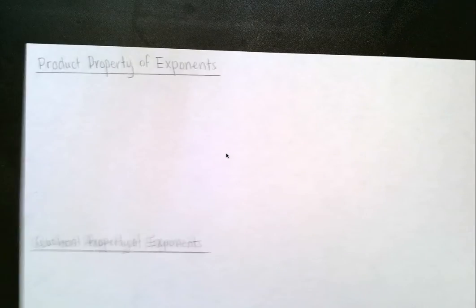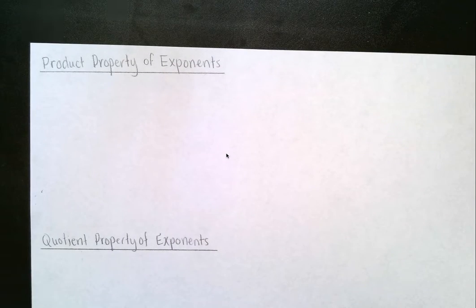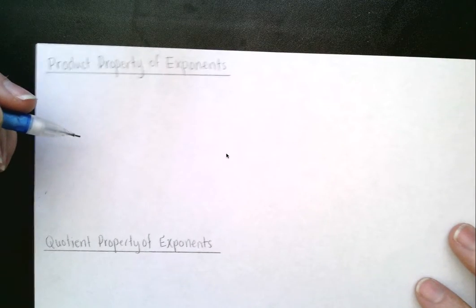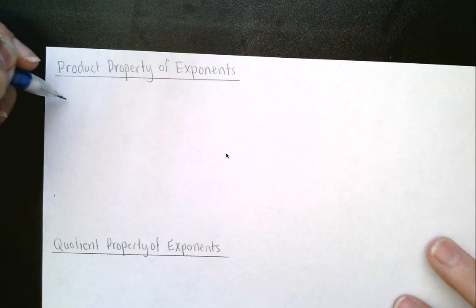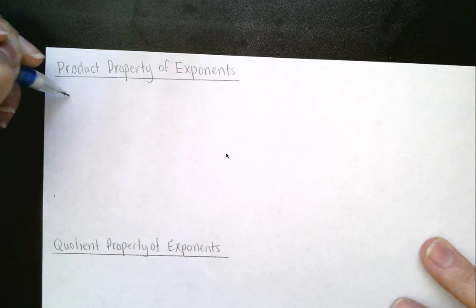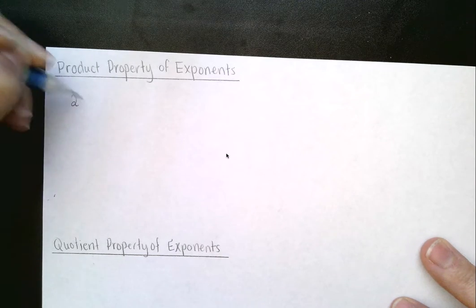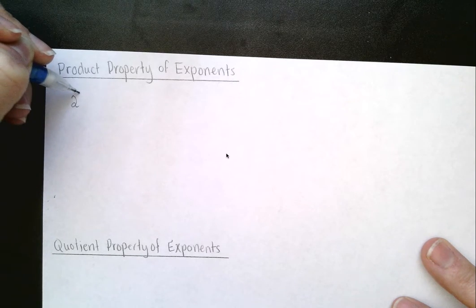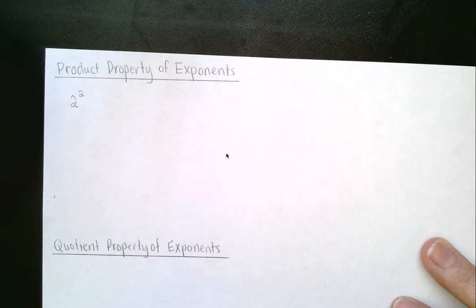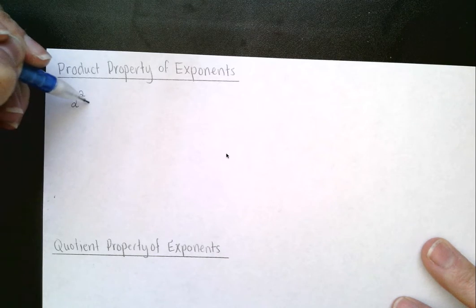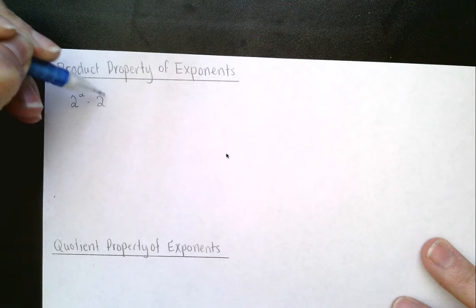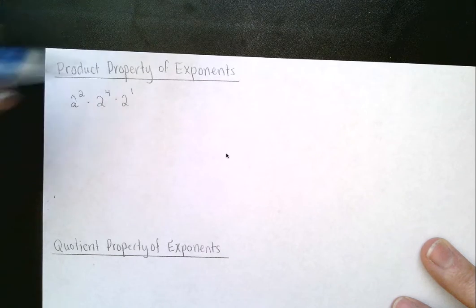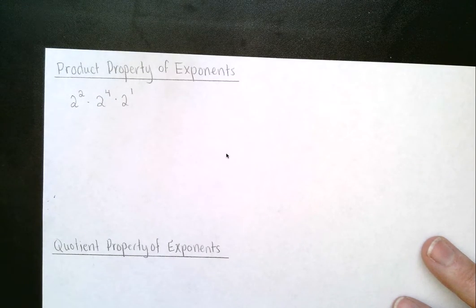Today we're going to talk about the product property of exponents. Exponents are just ways of multiplying faster. If I have the number 2 and I want to multiply it two times, I'll take 2 to the second power. And then I want to multiply also the number 2 four times, and then also one more time, so 2 to the first power.